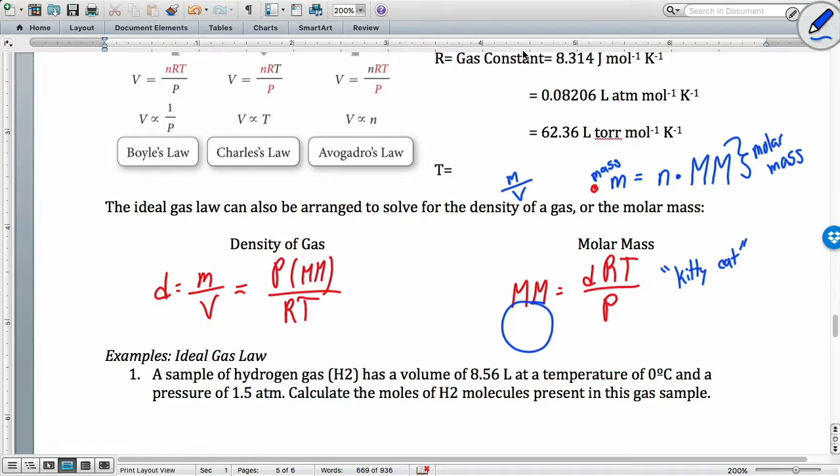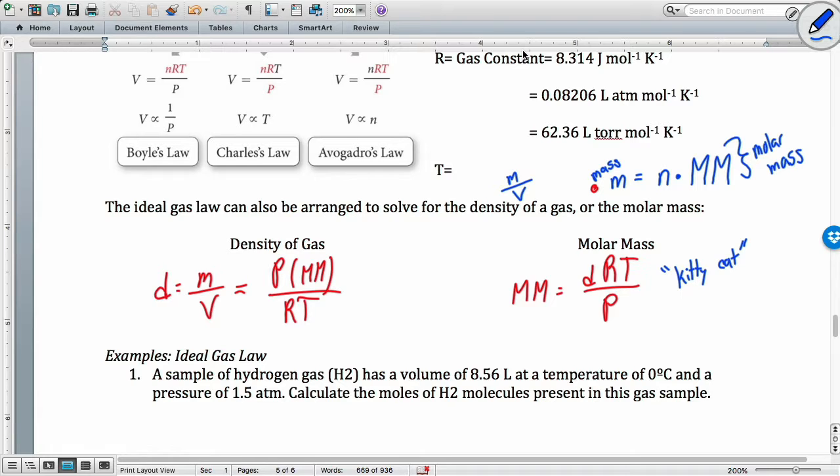Okay, because look, it's a kitty cat. Those are his weird ears. Yeah, that makes sense, right? Okay, but all good cats put dirt over their pee. That is the molar mass kitty cat, and it is a shortcut to remembering how to use the ideal gas law to solve for molar mass.